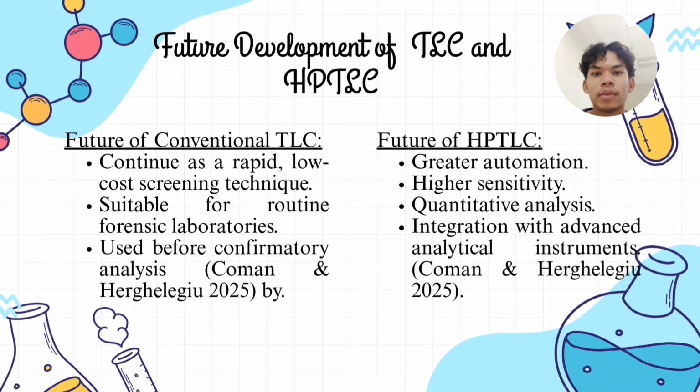Let's talk about the future of TLC and HPTLC. Even though there are many advanced analytical techniques today, conventional TLC is still important because it is fast, simple, and low in cost. So it will continue to be used as a screening technique in routine forensic laboratories before more advanced tests are carried out. For HPTLC, the future looks promising. It will have greater automation, higher sensitivity, and can also be used for quantitative analysis. HPTLC is also expected to work together with more advanced analytical instruments to provide faster and more accurate results.